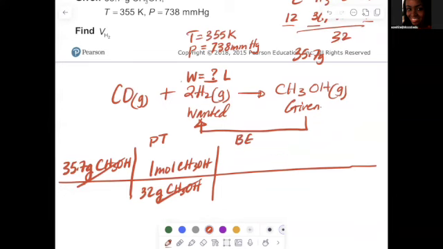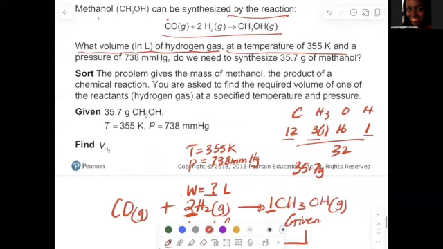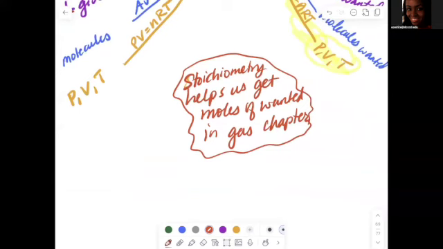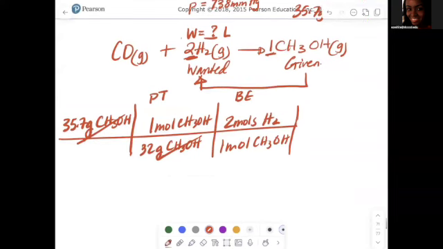So balanced equation relationship. It shows here for every 1 mole of CH3OH, we have 2 moles of H2 from the balanced equation, right? I think that was it. That was it for this part here. Because the purpose, I told you guys before, right? The purpose of the stoichiometry is to find the moles of wanted in the gas chapter. This is essentially the moles of the wanted because the moles of the given is right here, right? So we can get moles of H2 so we can have enough to use PV equals nRT. Let's set this up and see what we get.